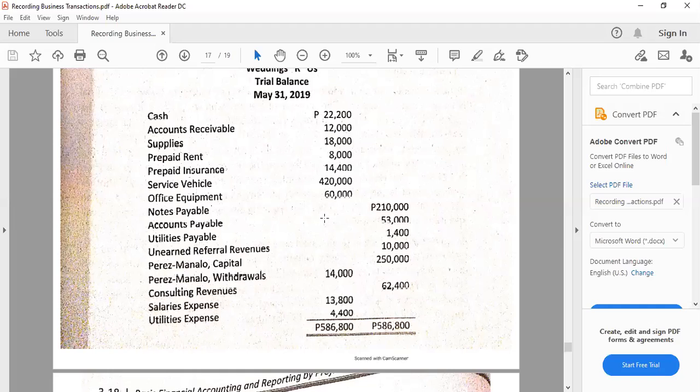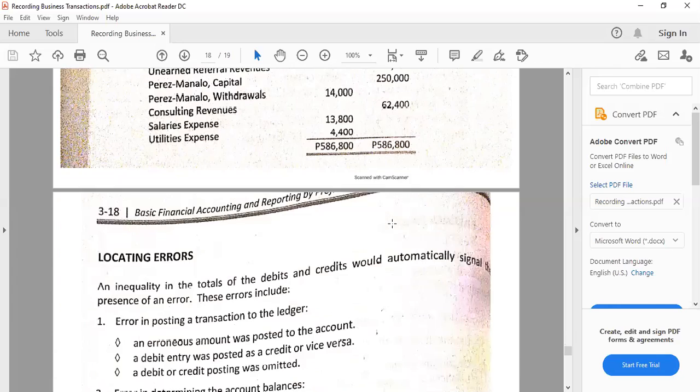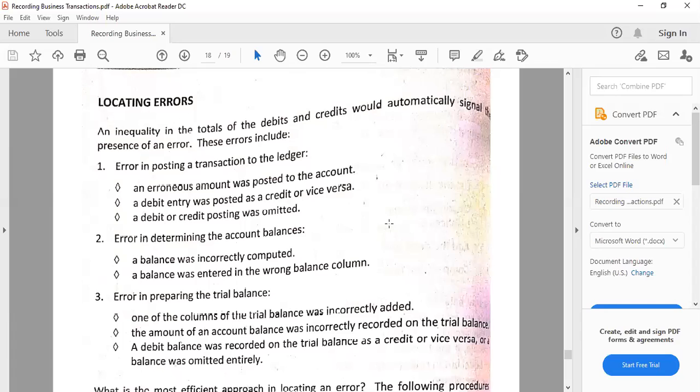Probably we have copied the balance wrongly from the ledger or from the day account. So let's say for cash, instead of 22,200, we only wrote 22,000. So it's lacking 200 pesos. Therefore, we would not be balanced in this particular case or situation. And that's the point of doing the review, just in case we're not going to have the correct or desired balances. So for this one, it could be the summary of the errors.